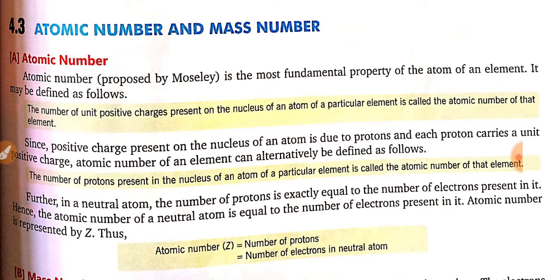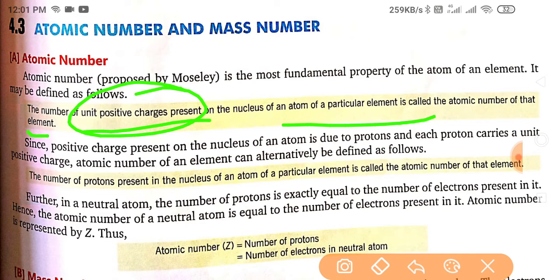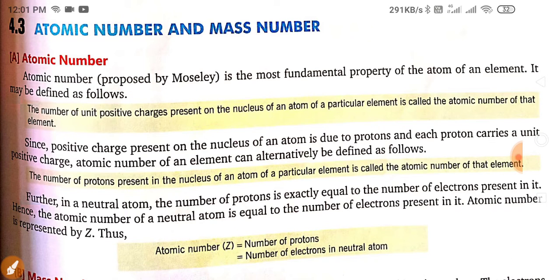Atomic number, proposed by Moseley, is the most fundamental property of an atom of an element. It may be defined as follows. The number of unit positive charges present on the nucleus of an atom of a particular element is called the atomic number of that element. So the number of positive charges present on the nucleus of any atom of a particular element is called its atomic number. When we talk about the positive charge, we mean the protons.